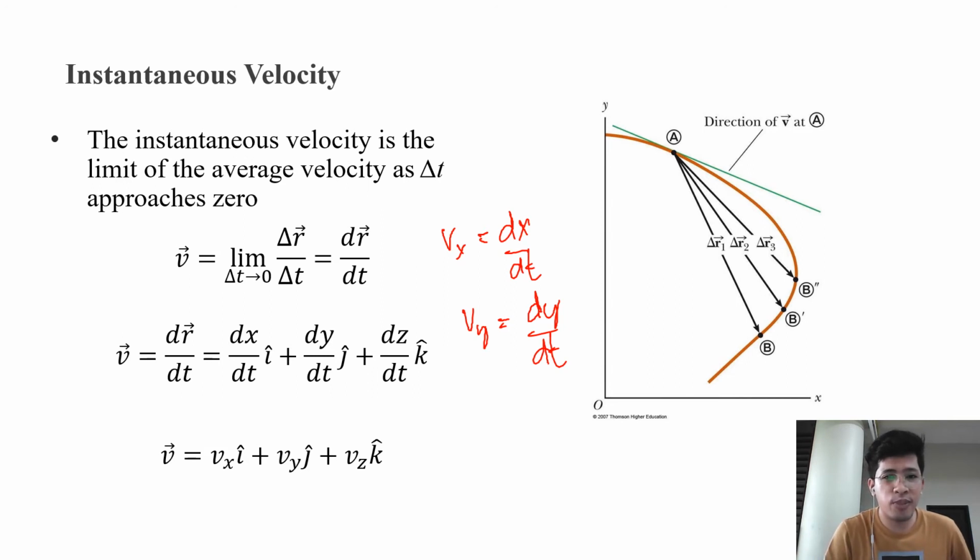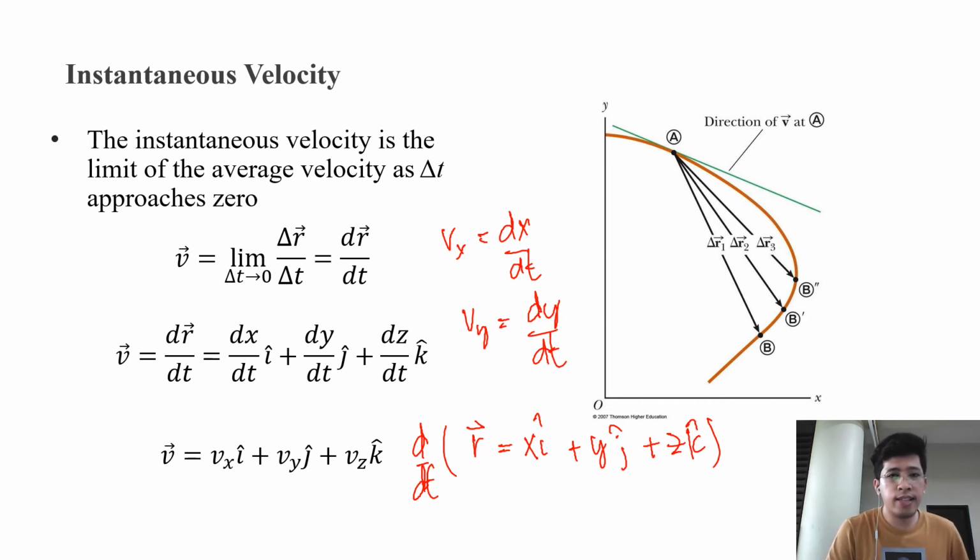So here, your velocity v is equal to dr over dt. Again, your position vector r has the components x i hat plus y j hat plus z k hat. If you take the time derivative of this function, we have dx over dt i hat plus dy over dt j hat plus dz over dt k hat. This dx over dt is your vx component, dy over dt is your vy instantaneous velocity, and this one is your vz. So your velocity vector v is vx i hat plus vy j hat plus vz k hat.